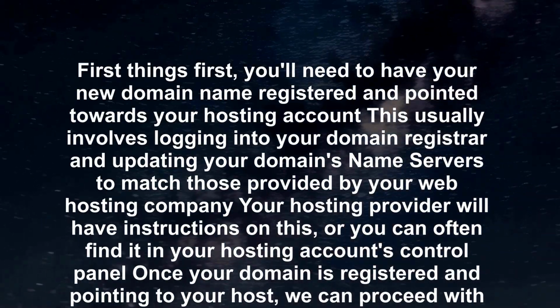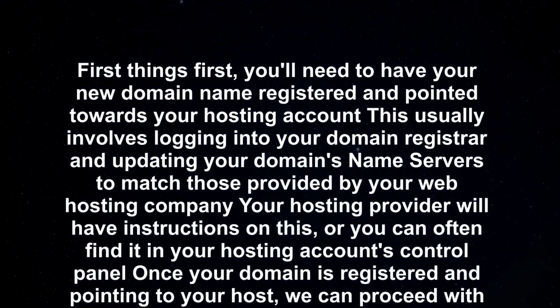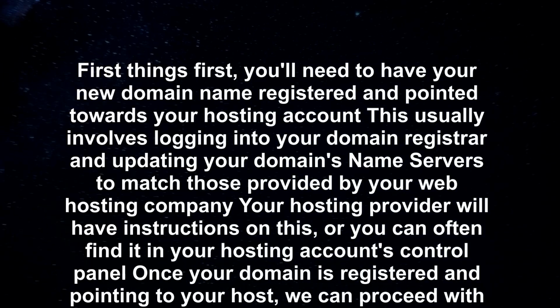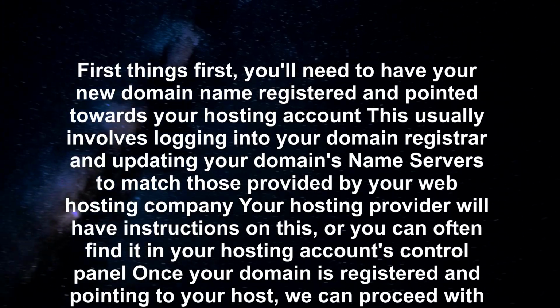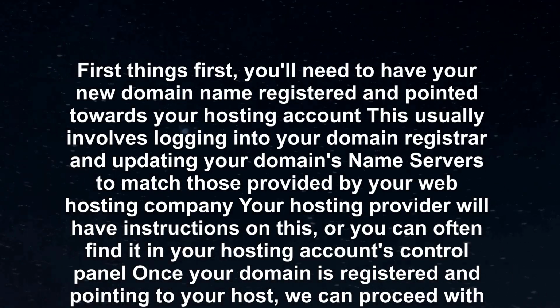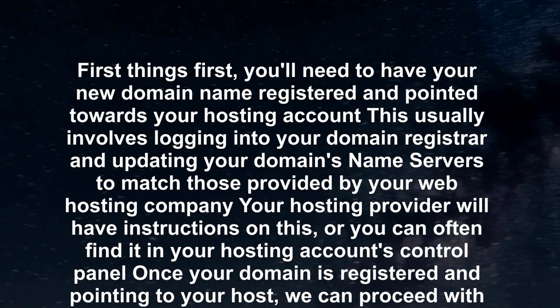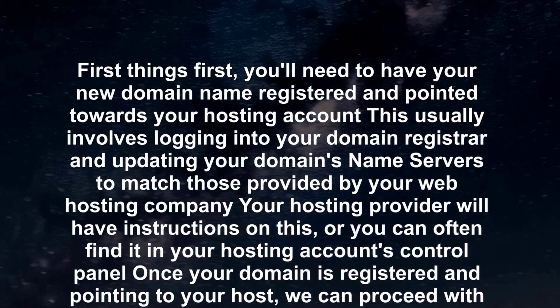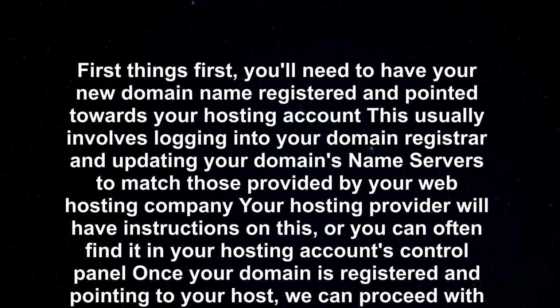This usually involves logging into your domain registrar and updating your domain's name servers to match those provided by your web hosting company. Your hosting provider will have instructions on this, or you can often find it in your hosting account's control panel. Once your domain is registered and pointing to your host, we can proceed with the WordPress setup.